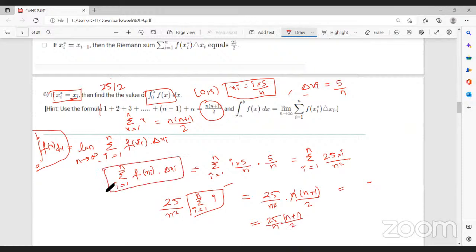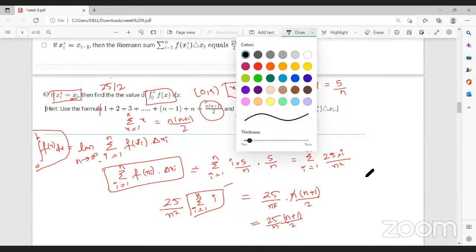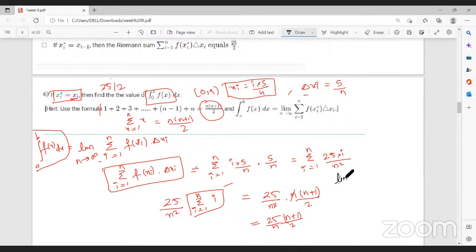But I have to calculate the limit also, right? Now what will I do? I will simply take the limit. So that is limit n tends to infinity of 25 by 2 into n plus 1 upon n. I can write it like this, right? Here, 25 by 2 is constant, so I can take it outside: 25 by 2.